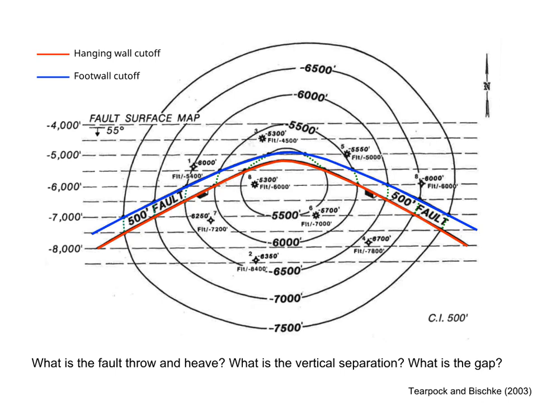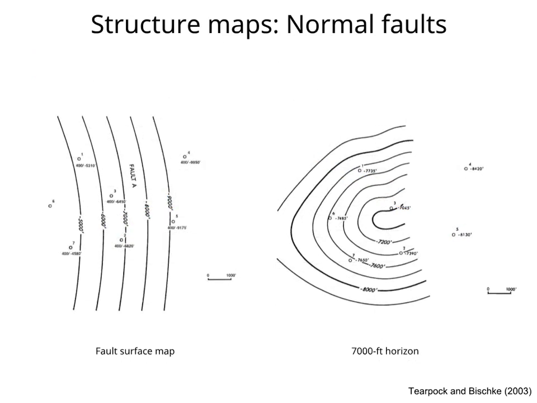The stratigraphic separation is the difference in elevation between the end points of contours projected through the fault polygon. These are the green dashed lines in the figure, and the stratigraphic separation is constant along the fault and equal to 500 feet. How do we make structure maps for normal faults?